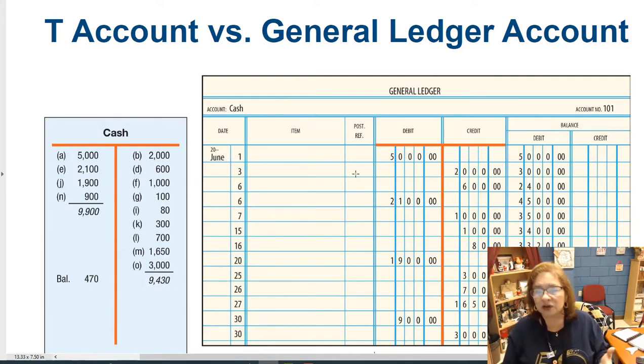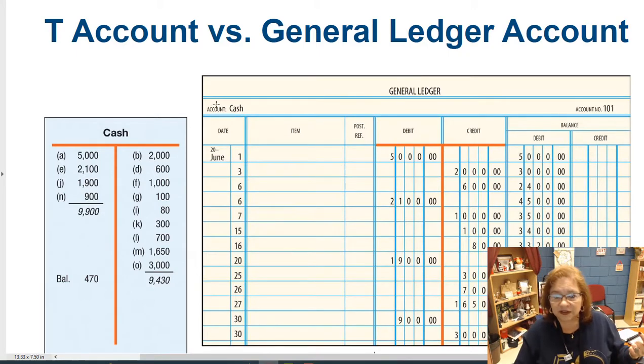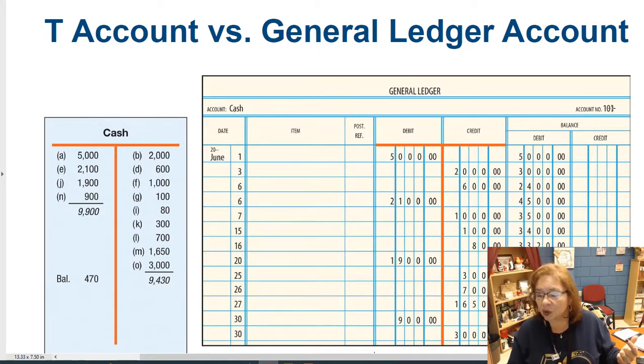Here on the general ledger, okay, this is the cash account. It has the 101 account. Here you're putting in the debit. We made this on the first. We put the money in. On the third, we took money out. So now this is your running balance right here. 2,000 from 5,000 leaves you 300. Then on the 6th, you took another $600 out. So guess what? You only have $2,400. Then on the 6th, you also deposited $2,100. So now you have a running balance of 4,500.